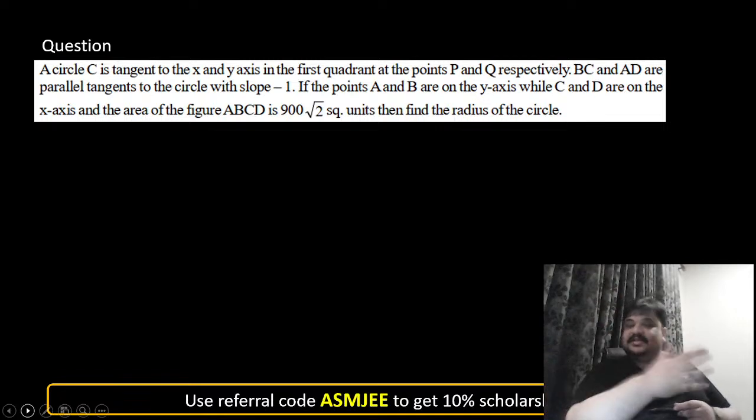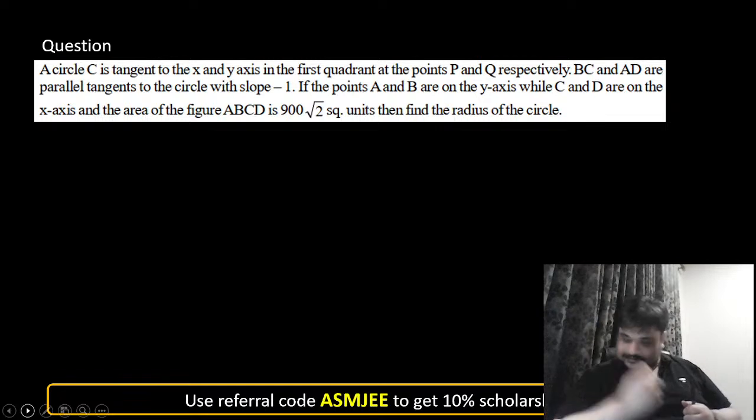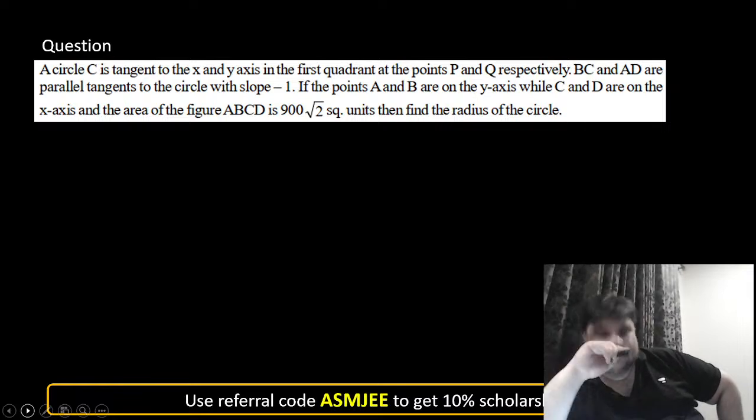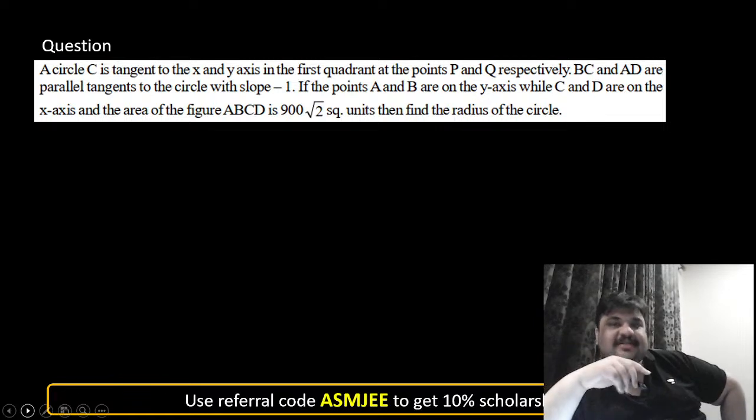I cannot say radius is less than 3 by 2. If radius is less than 3 by 2, it can still cross x-axis. So radius is less than 1. You can also apply, put it should not cross x-axis. So put y equal to 0 and apply D less than 0.